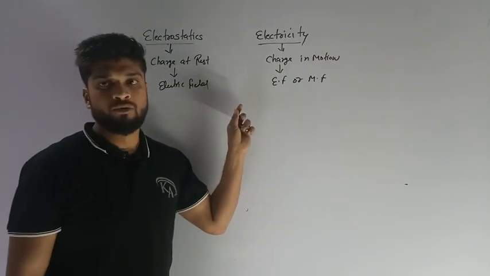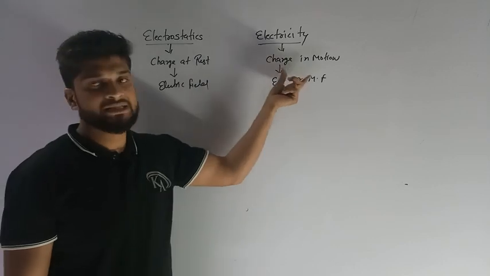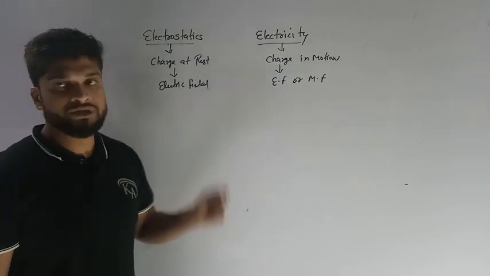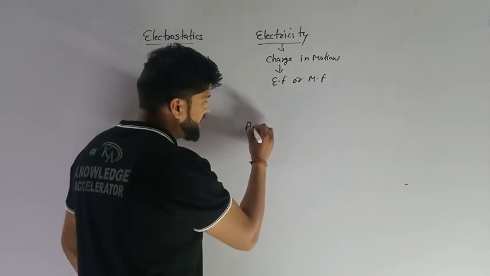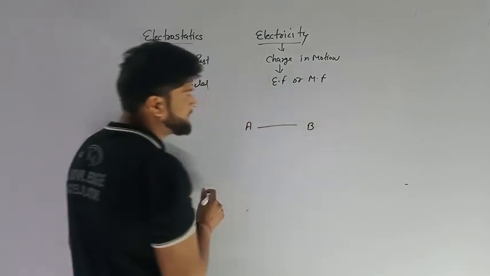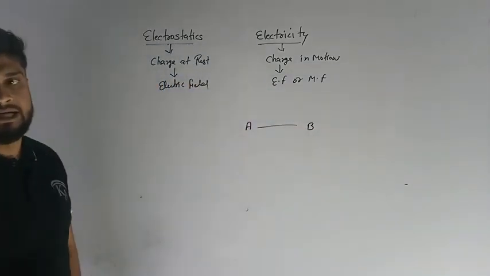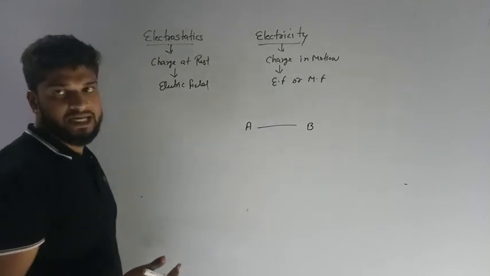When charge flows, that means charge is in motion. When charge flows from point A to point B, that means it is electric current. Flow of charge is called electric current.